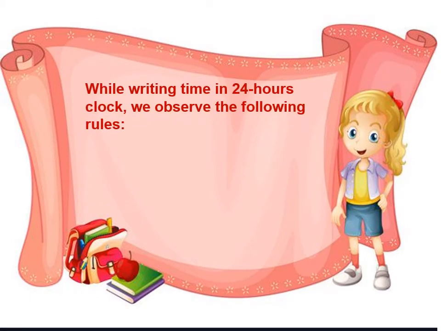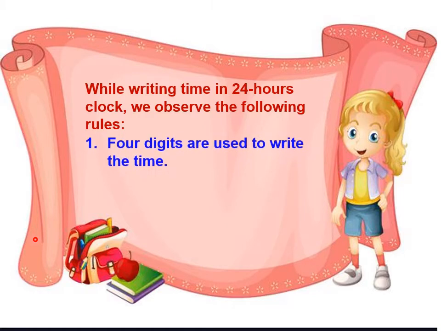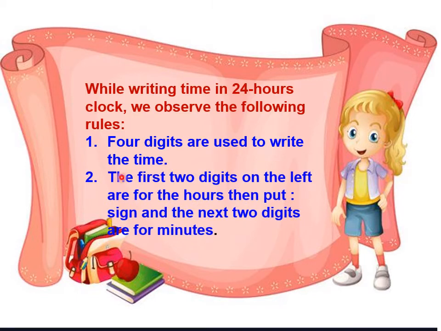While writing time in 24-hour clock, we observe the following rules. So here some rules are there for writing 24-hour clock. Four digits are used to write the time. The first 2 digits on the left are for the hours, then put a dot sign, and the next 2 digits are for minutes. For example, 11.45 hours: this 11 on the left side indicates the hours, and the 45 on the right side indicates the minutes. So 11 hours 45 minutes.